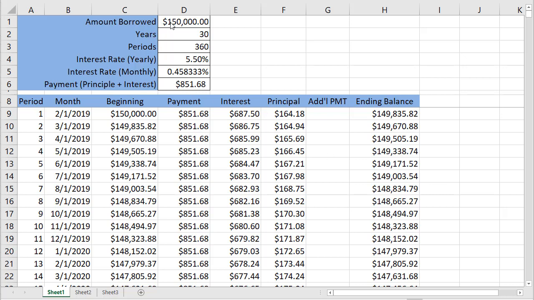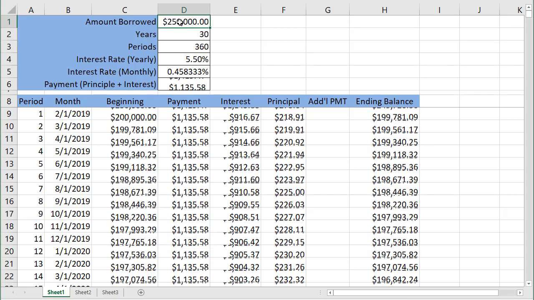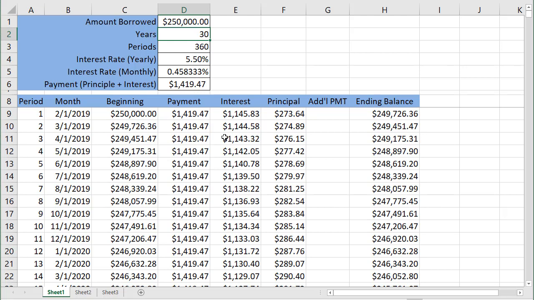So because of the way that we set this up, I can change my numbers and it should automatically recalculate everything for me. So for instance, let's change that amount that I borrowed to 200,000, and you can see it automatically adjusts all the numbers for me because we set it up correctly. I can change it to 250,000, same thing, it recalculates everything.